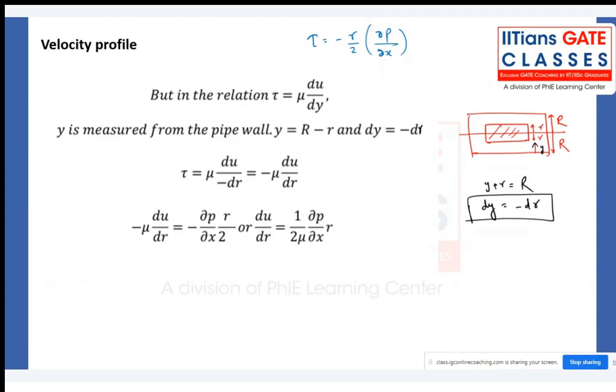So now you know that relation, right? Tau is equal to what? Mu into du by dy. Now du by dy you replace with dou u by dou r. That will be coming with the minus sign. And now you try to equate this tau with this tau. Both are equal. So when you do that, you will be getting the final one like this. Make a note of it. Now what you do? Integrate it.